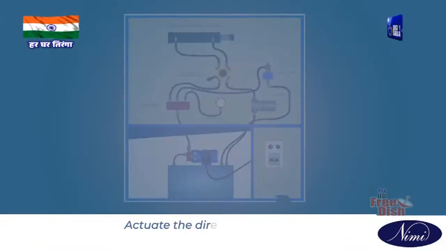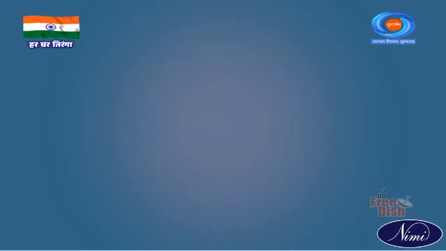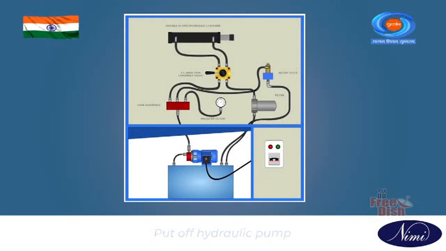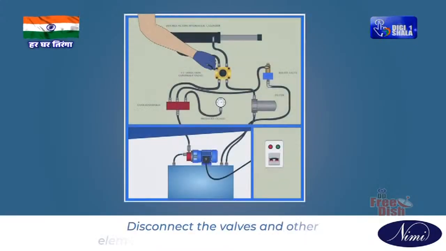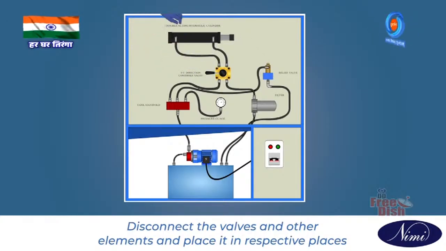Step 10. Actuate the direction control valve and note the new position of valve and cylinder. Step 11. Put off hydraulic pump. Step 12. Disconnect the valves and other elements and place them in their respective places.